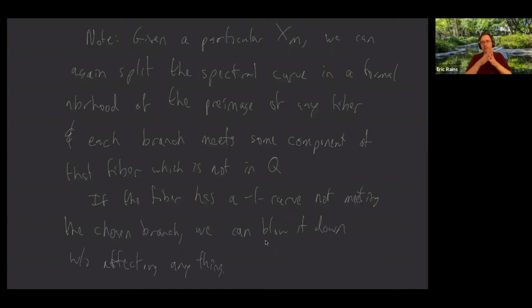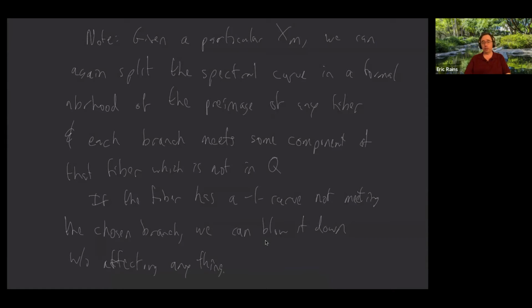Because basically we've split our curve up. So we split our equation up into these irreducible pieces. And then what we're really doing is we're just blowing up the irreducible piece until it's separated from the anticanonical curve. So if there's a -1 curve that doesn't meet the chosen branch, we might as well blow it down. And we then keep doing that until all we're left with is only the components that actually are needed to see our branch, to get the chosen branch.